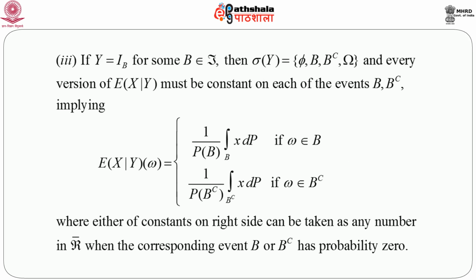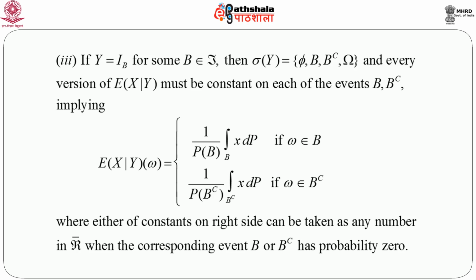Now in a particular situation, let us assume that Y is nothing but the indicator function for a set B, for some set B that belongs to script F. Script F is the original sigma field in the original probability space. So if Y equals I_B, for some B belonging to script F, then naturally the sigma field generated by Y contains only 4 sets, that is phi, the empty set, B, B complement and omega.